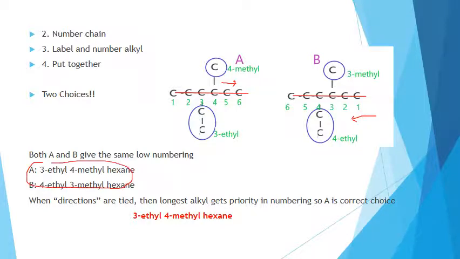So which one do you pick? Okay, when they tie, you start with the longest chain should have the lowest number. Okay, so you're going to go with this version here. Okay, so A works out because it gives the ethyl the lowest number. So it's 3 ethyl, 4 methyl hexane.